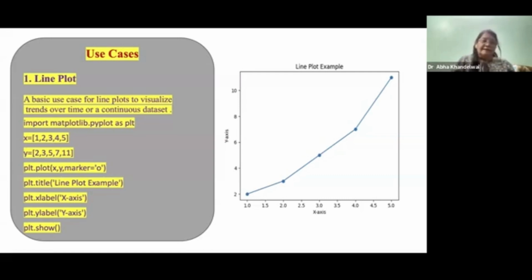Then plt.title, in which you have to supply the title name, and plt.xlabel. You write whatever name you want here. For simplicity, I've written x-axis, and whatever you want for the y-axis, you can write that. And then plt.show. This is for displaying the graph. I have already pressed the button, so the graph has been displayed.